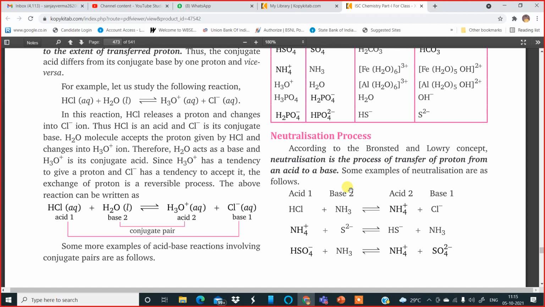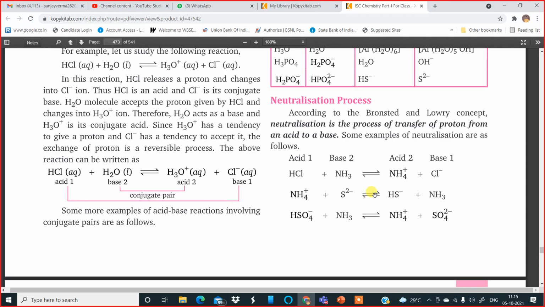But now, according to this Bronsted and Lowry concept, it is the process of transfer of a proton. From where to where? From an acid to a base. So this comes under the neutralization process. Remember, a neutralization process happens whenever there is a transfer of a proton, H plus ion, from the acid to the base.